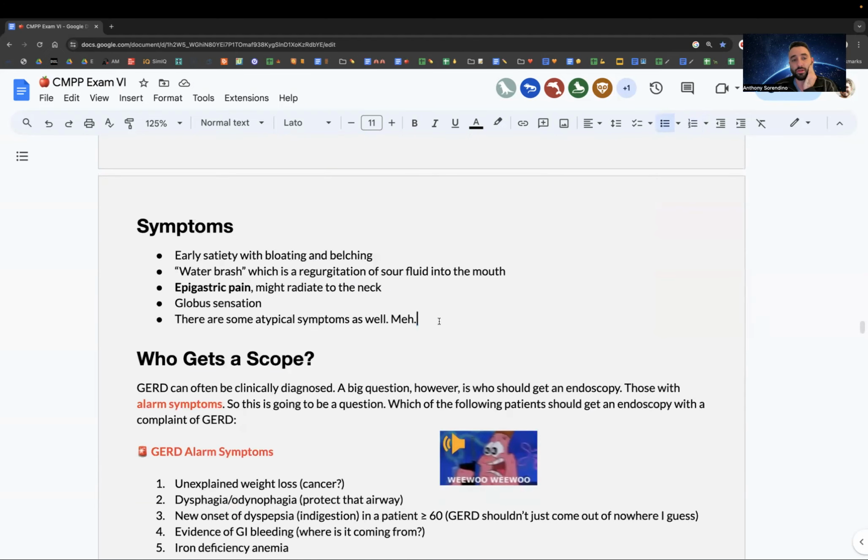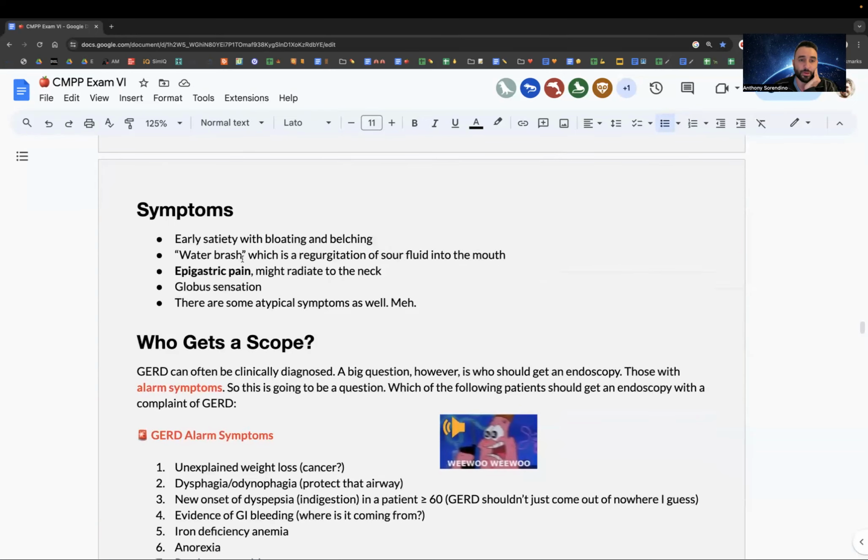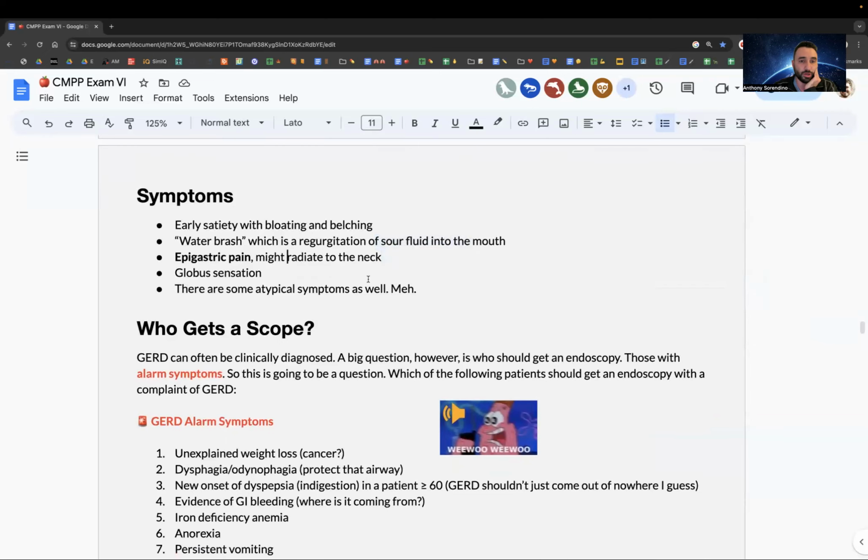All right, so symptoms. What are you going to look for in a vignette here for GERD? So early satiety, meaning you feel full before you usually are. You're going to feel some bloating and some belching. There's this water brash, which the patient won't tell you, but they'll say they have some sour fluid in their mouth. So that's going to be indicative of GERD. Epigastric pain, that's a huge one. That's an anginal equivalent for an MI.